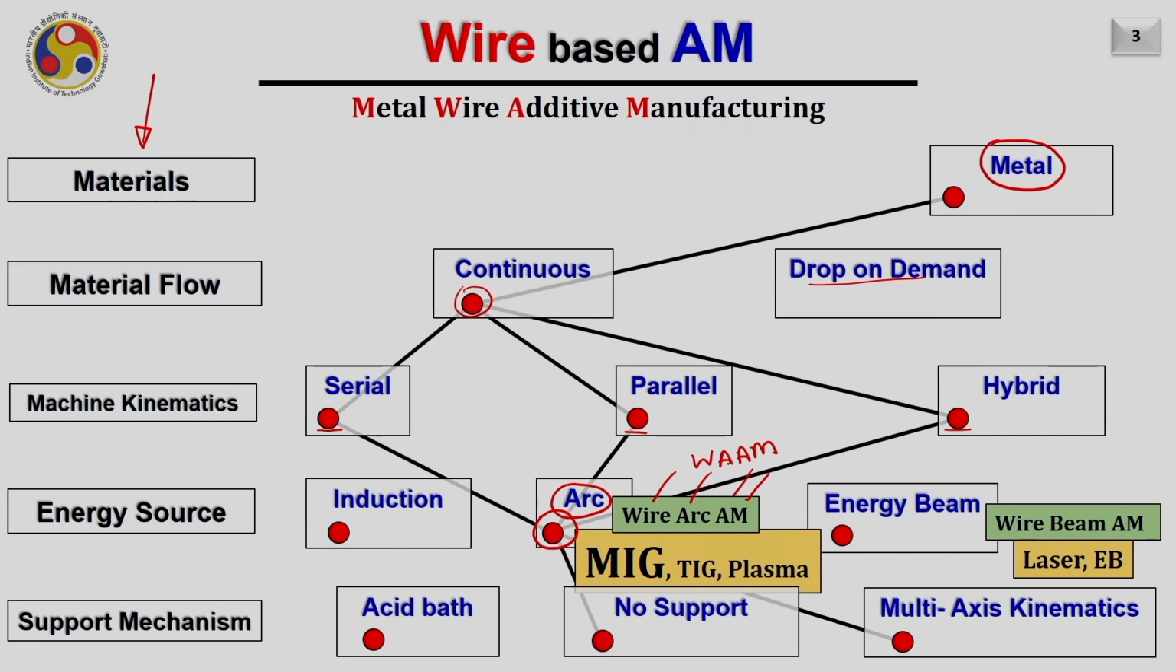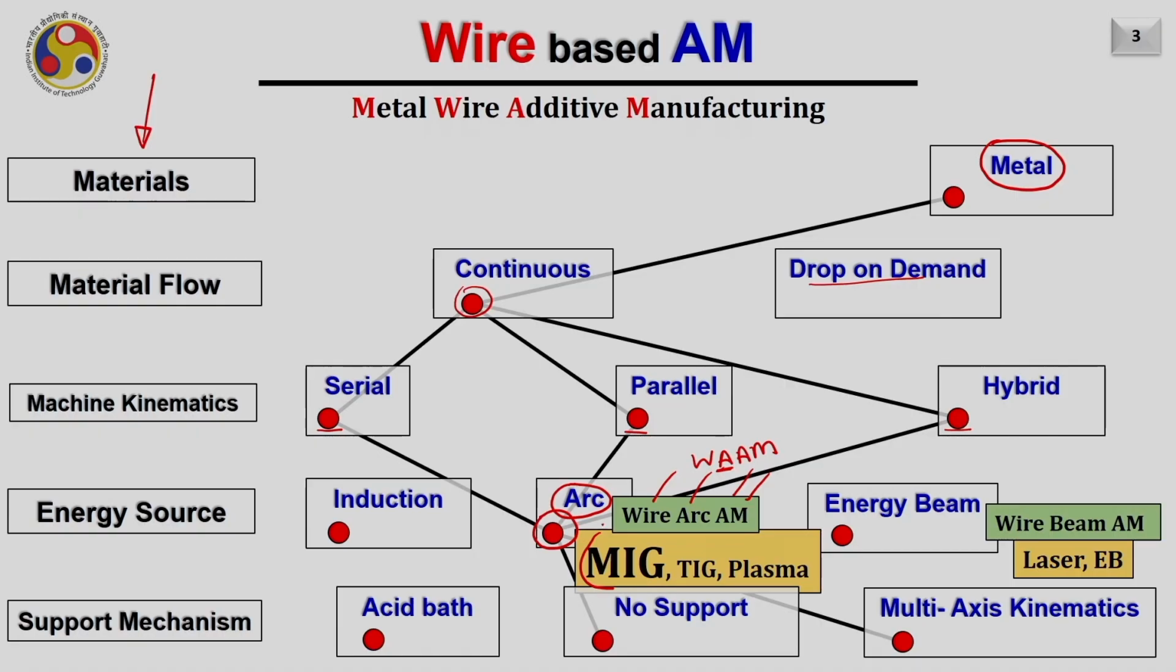Now, there are different options available for generating the arc. It could be the MIG welding process, it could be the TIG welding process, or it can be the plasma arc welding process. Therefore, the focus of this lecture will be primarily on the MIG welding based process. We will discuss later on about the TIG and plasma also.